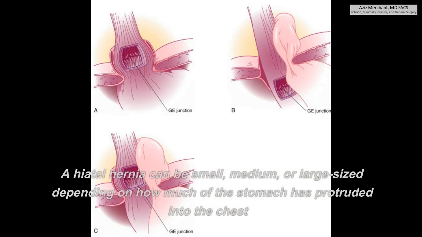A hiatal hernia can be small, medium, or large-sized depending on how much of the stomach has protruded into the chest.